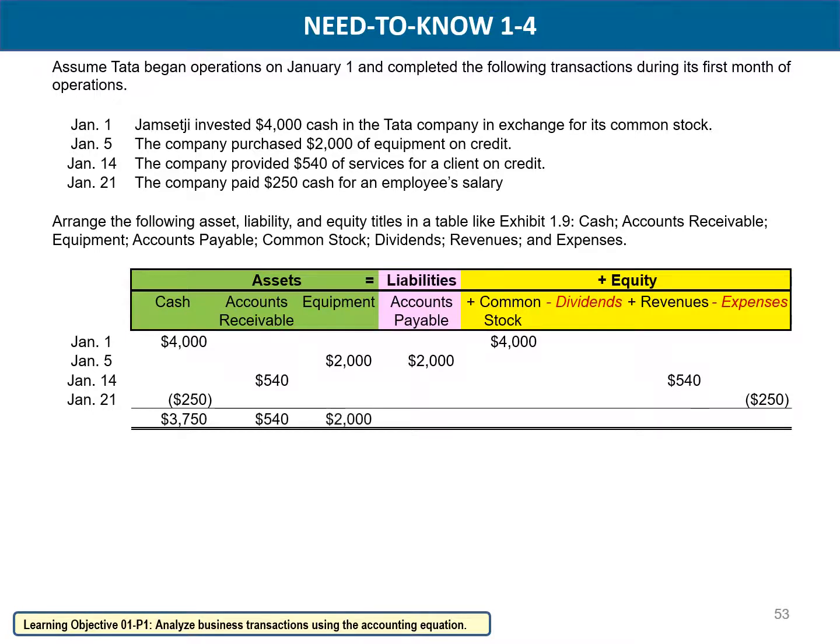And if we add up all of our balances, total assets are $6,290, total liabilities are $2,000, and total equity is $4,290. So do your assets equal your liabilities plus your equity? Yes, they do.